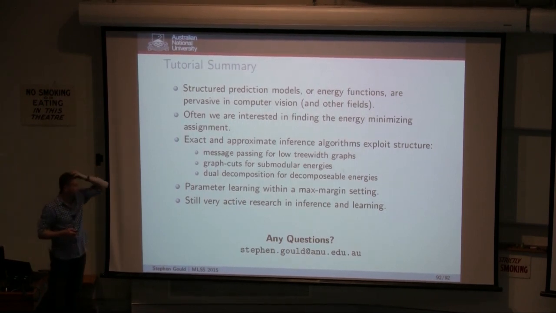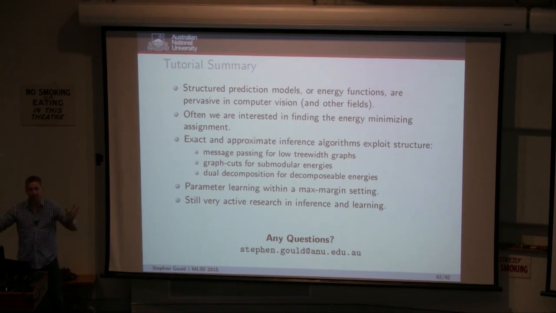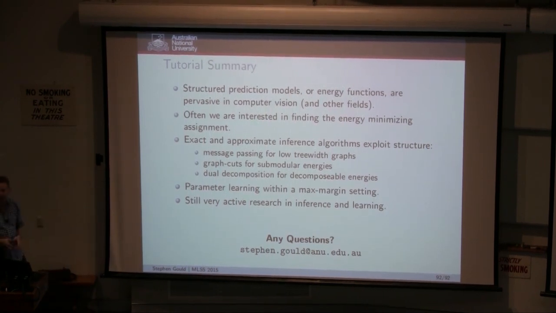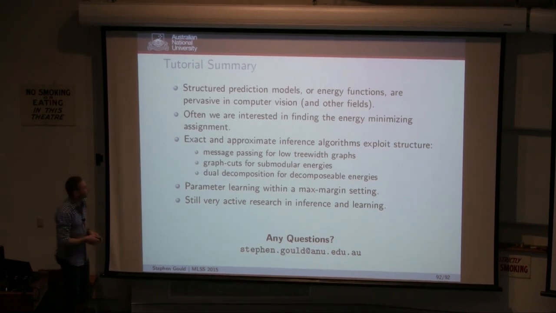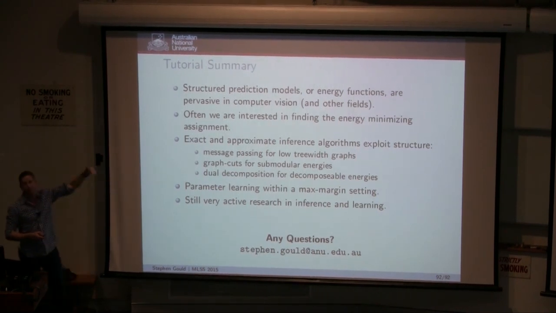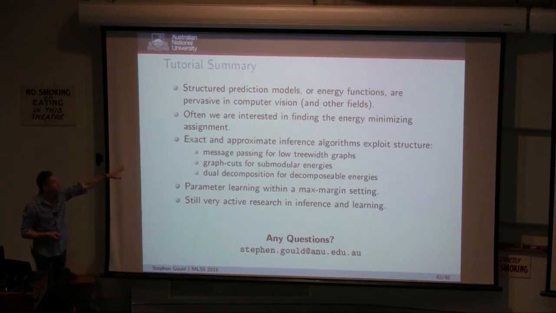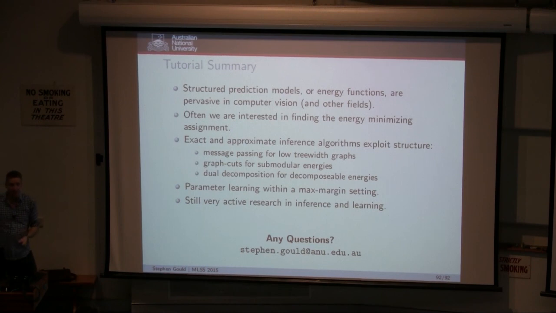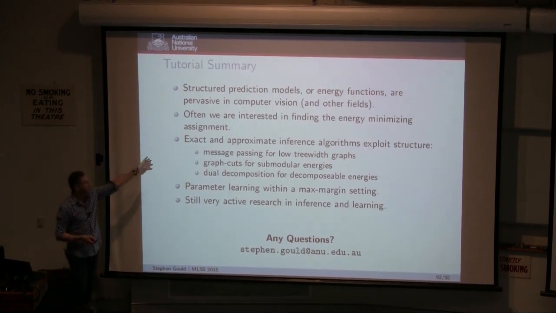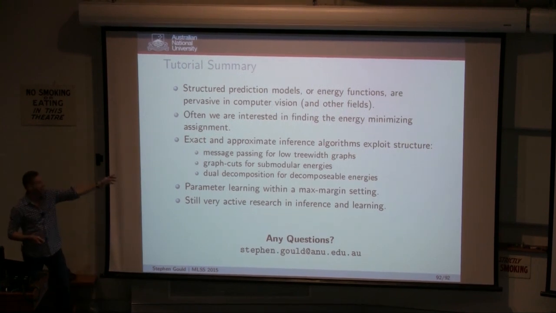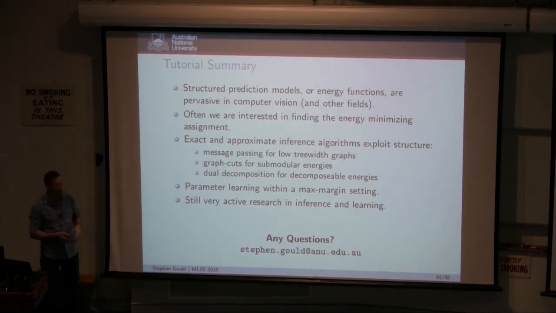So the first is that structured prediction models or energy functions are just pervasive in computer vision. A huge amount of computer vision relies on these models. Even deep learning, which I think you're going to hear about next week, which is taking computer vision by storm, you still have these structured models on top of deep learning models. In computer vision, we're often interested in finding the energy minimizing assignment, so not a distribution at the end, but a single assignment to the variables. There are exact and approximate inference algorithms that we can use based on either message passing, graph cuts, or dual decomposition.